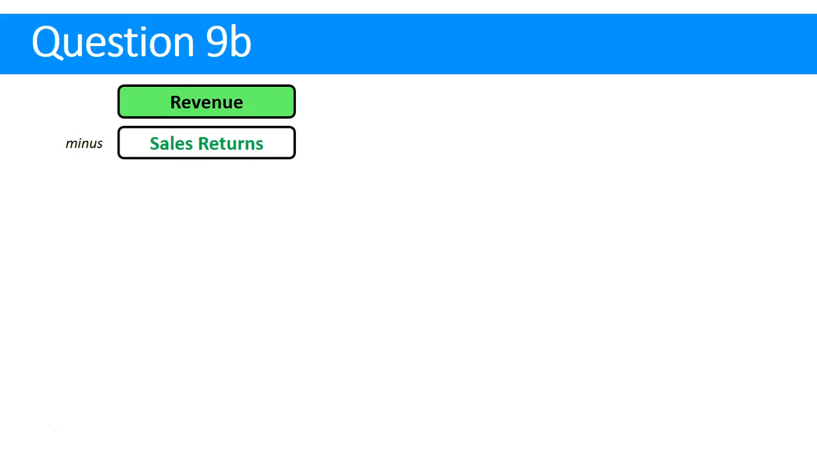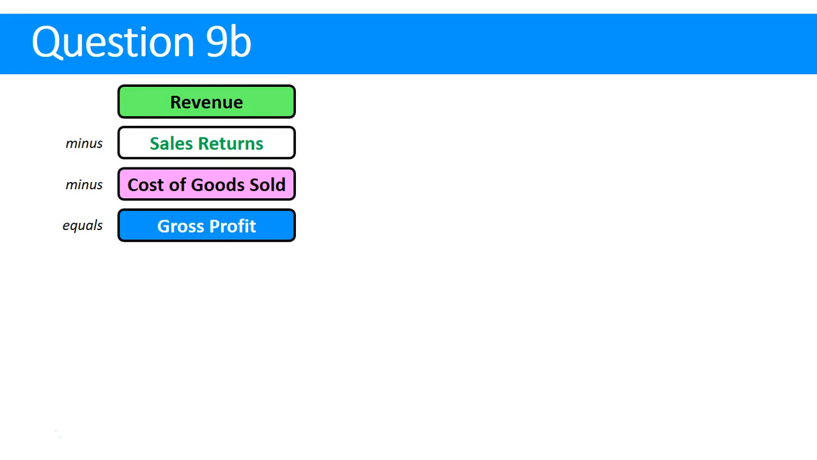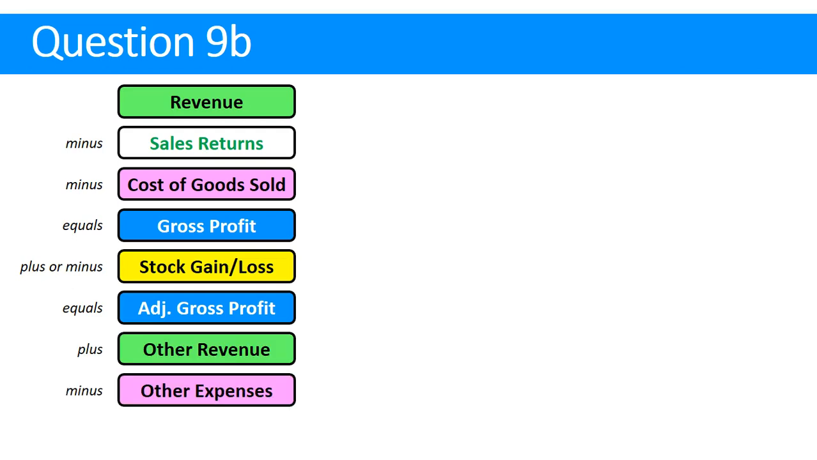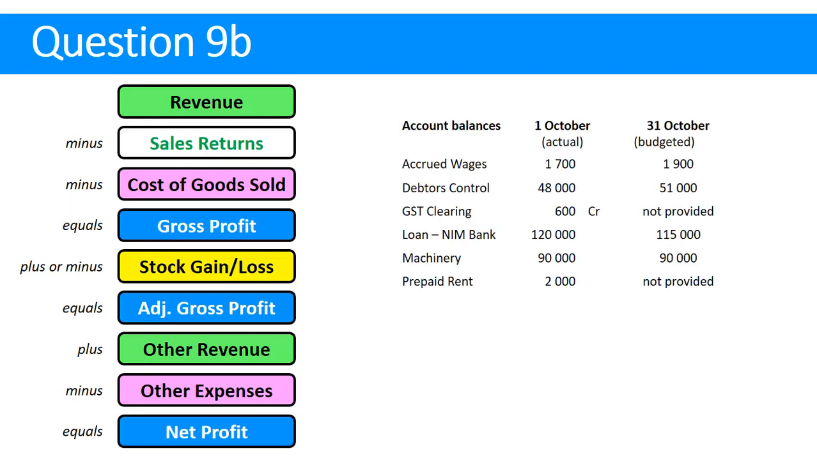So I think the first thing to remember when you're doing an income statement is the sections or structure of the report. Once we have that, we can strategically go through and prepare our report in an orderly manner. So we'll start with our revenues. We'll take out sales returns. That'll give us net sales. Then we take out our cost of goods sold to get gross profit. We want to look for stock gains and losses, and therefore an adjusted gross profit. Could also have some other revenues, and that will lead us to other expenses at the end, and finally our net profit.